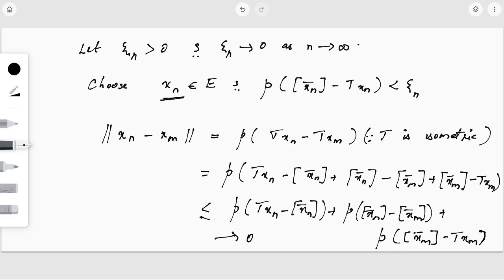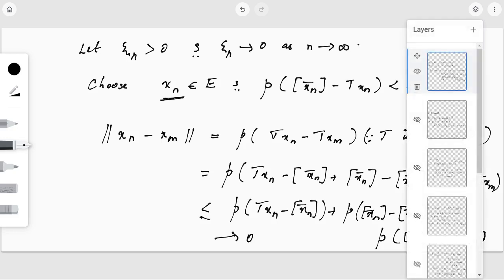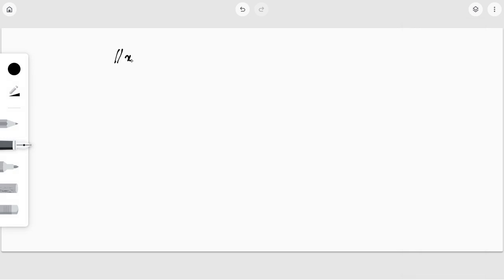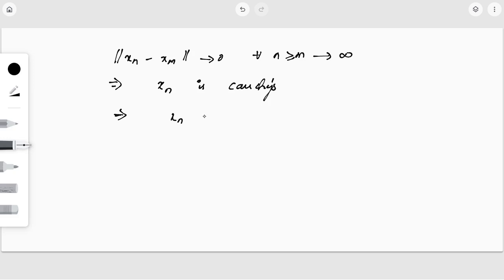Okay, so what have we seen? We have seen that for every epsilon greater than 0 there exists an N such that norm xn minus xm tends to 0 for every n, m with n greater than m tends to infinity. So this implies xn is Cauchy.